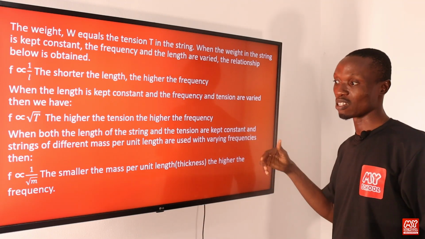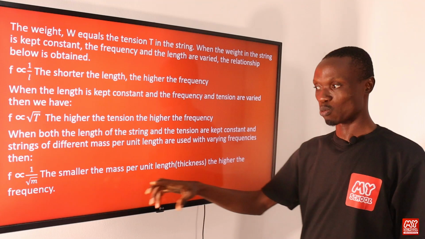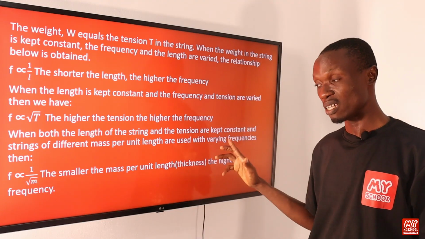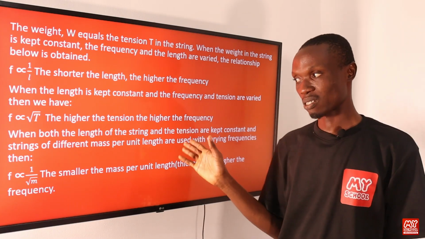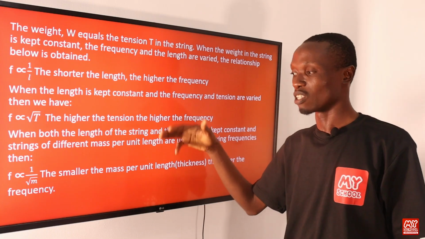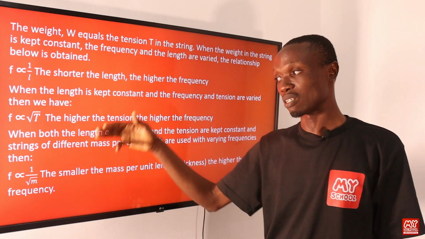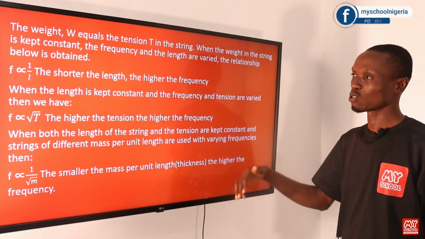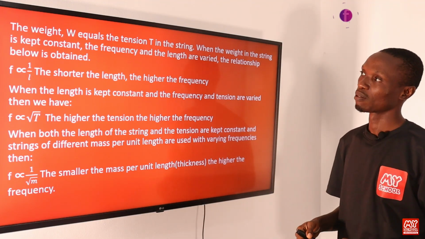And the reason for that is because the relationship between frequency and mass per unit length is inverse, meaning that as frequency increases, mass per unit length decreases. As mass per unit length increases, frequency decreases, and vice versa. So let's move to the next slide.